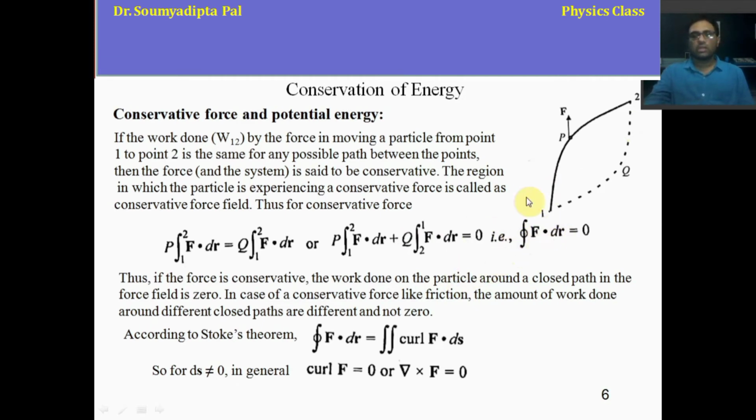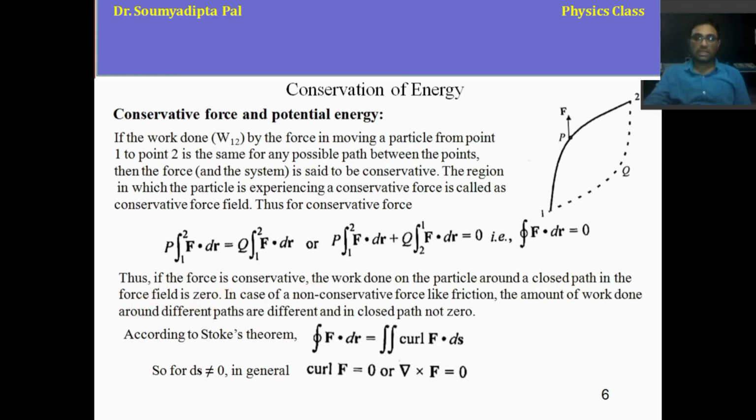So the total work done in this closed path will be 0, right? Thus we can say that if the force is conservative, the work done on the particle around a closed path in that force field will always be 0. But in the case of a non-conservative force field like friction, the amount of work done will be different in different paths. So in a closed path, it will be non-zero. We have to remember this.